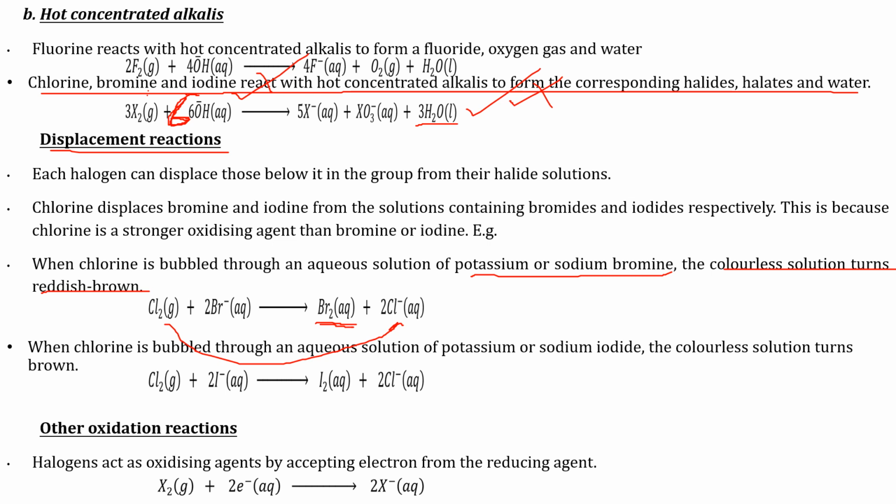Now these are very common questions in UNEB exams. They are going to first tell you that chlorine was bubbled through an aqueous solution of potassium or sodium bromide, then ask you to state what was observed. You need to start from the initial color. Even in chemistry practicals, you always start from the initial color. That's why we are saying that the colorless solution turns reddish brown, because the color of bromine is reddish brown.